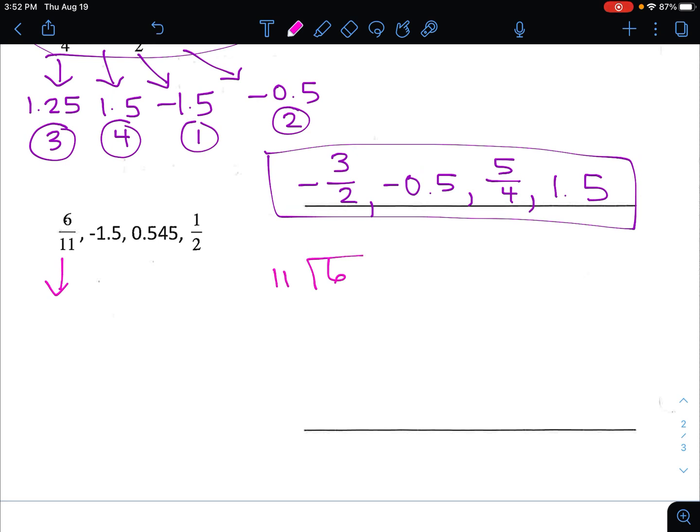Well, something that you might not know that I do is that's 0.54 with the 54 repeating. See, 11s are sneaky little devils. They're a lot like 9s. They require everything to go repeating. And so 11s do that, just like 9s and actually thirds also do, 1/3, 2/3.